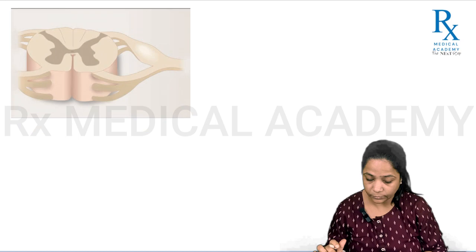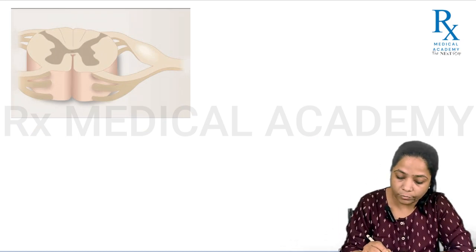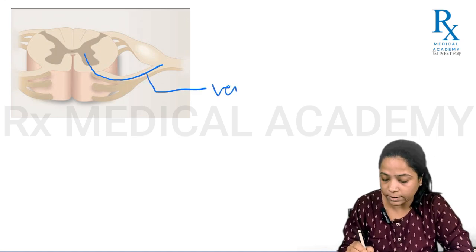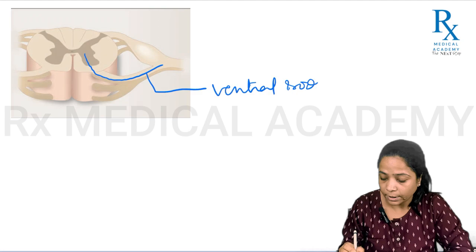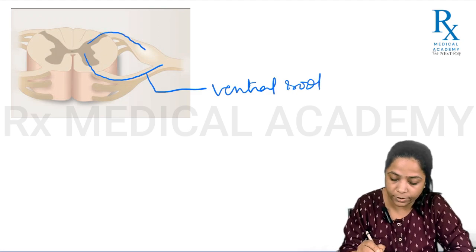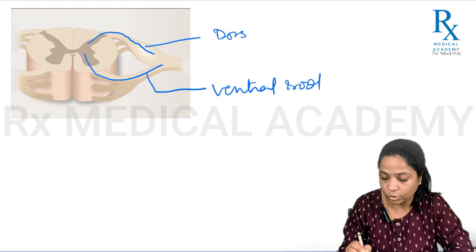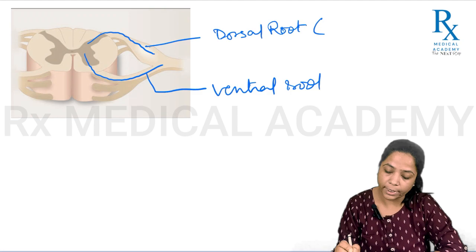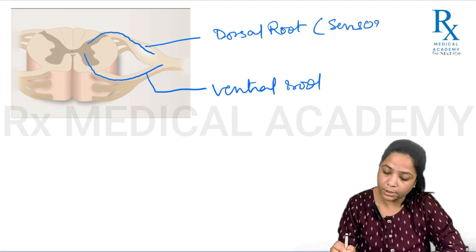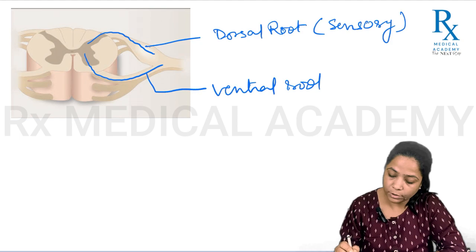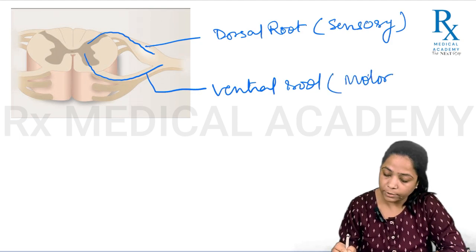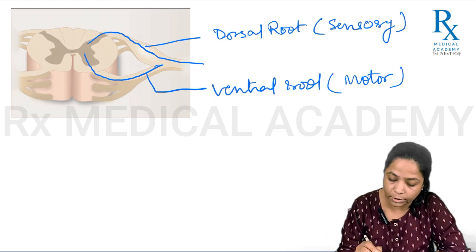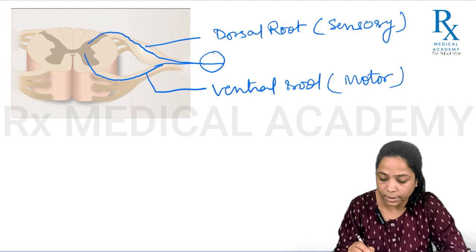In this spinal cord, the ventral horn gives some nerve fibers, which form the ventral root. The dorsal horn gives some nerve fibers which form the dorsal root. The dorsal root comprises sensory fibers which carry sensory information, and the ventral root comprises motor nerve fibers which carry motor information. Together, the dorsal root and ventral root combine and form a spinal nerve.